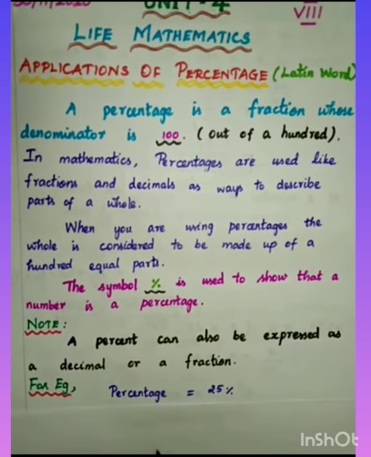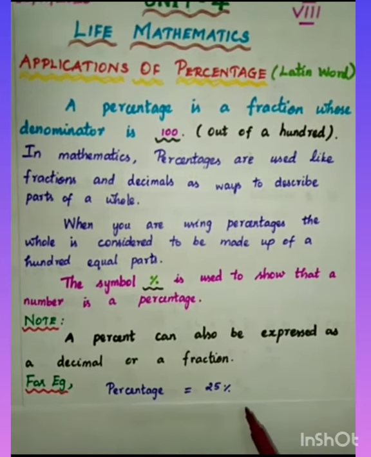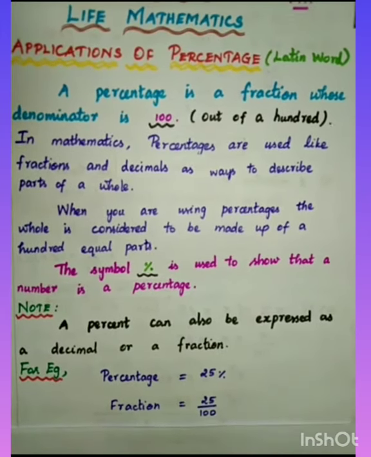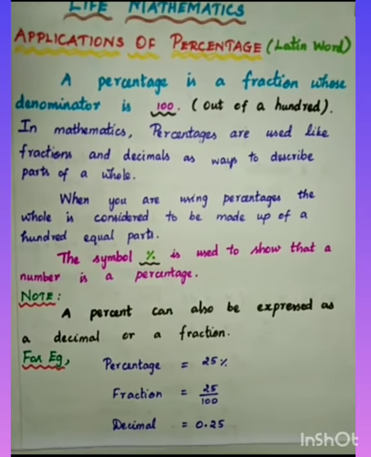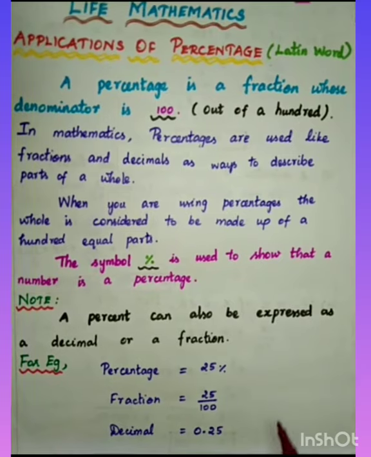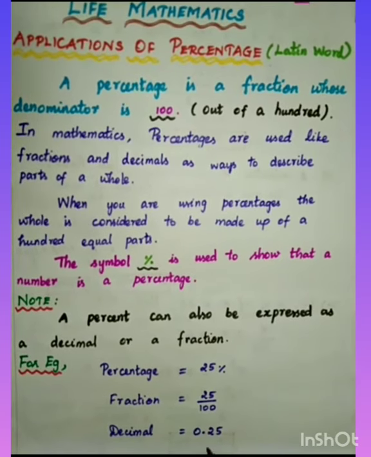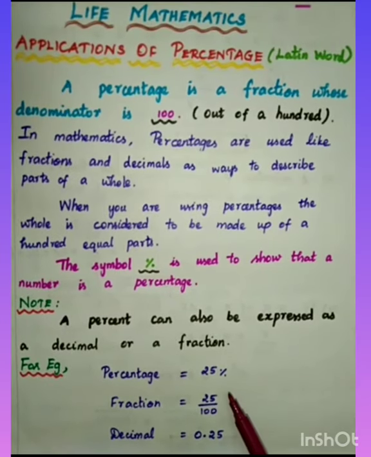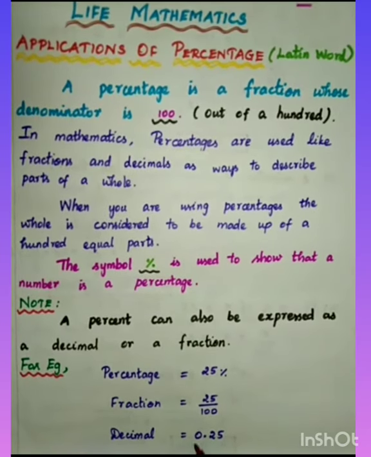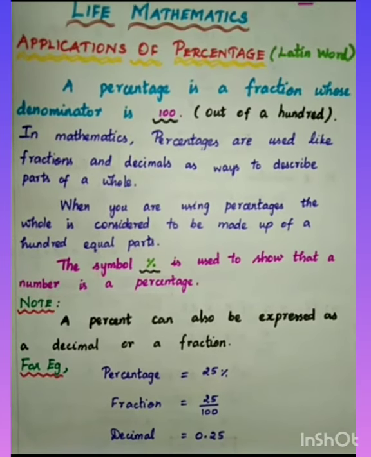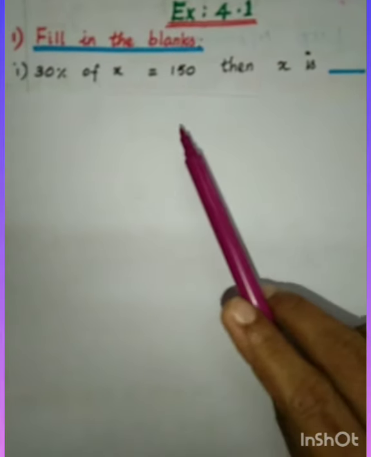For example, the percentage is 25%. That is, the fraction is 25 by 100. Then the decimal is 0.25. Here in the denominator we have double zeros, so from the last, leave 2 digits and place the decimal point. So the decimal is 0.25. So the percentage form is 25%, the fraction is 25 by 100, and the decimal form is 0.25. Exercise 4.1. First problem, fill in the blanks.